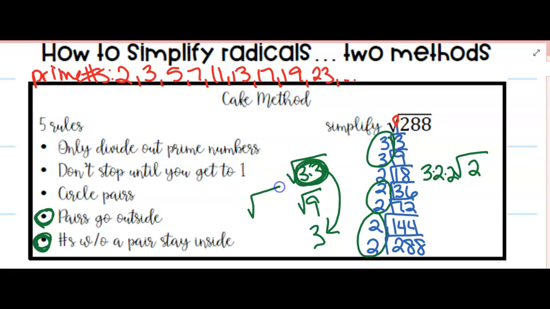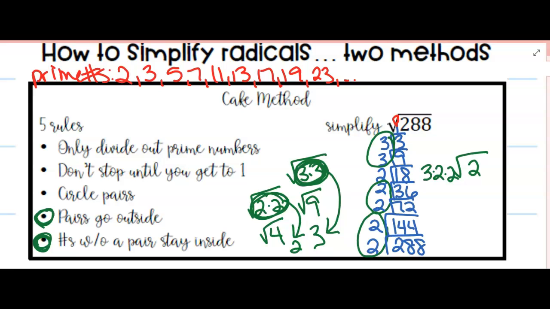You could do the same thing with the 2's. This pair of 2's under the radical would be 2 times 2. Well, 2 times 2 is 4, and the square root of 4 is 2. So see how the pair of 2's becomes a 2 on the outside. That's why the pairs become 1 on the outside.